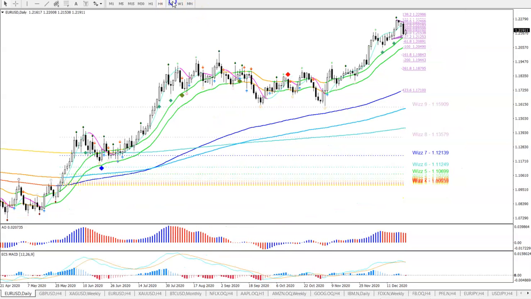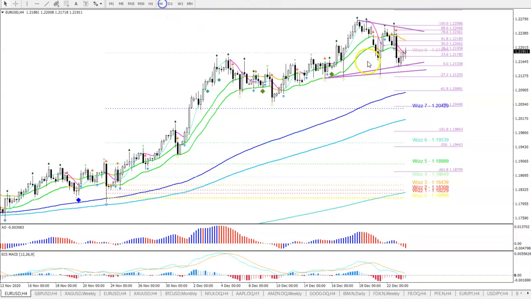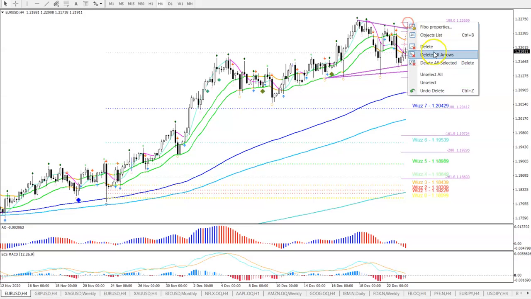finishes a triangle. Let's take away this fib. Otherwise, of course, in the long run, price is definitely in an uptrend.